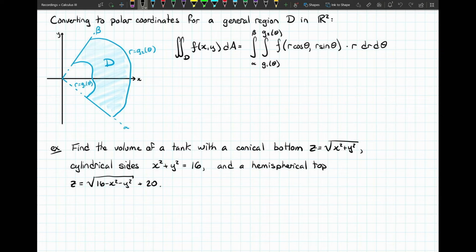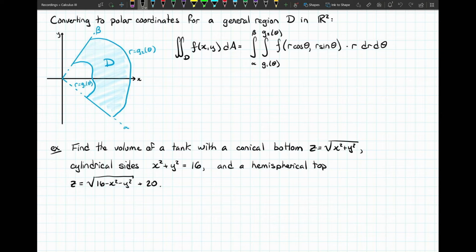Our cone at the bottom of this tank is going to be the function z equals the square root of x squared plus y squared. Our cylindrical sides, well, that cylinder is x squared plus y squared equals 16. You can see that z is free, so these are perfectly vertical sides, or they are parallel to the z-axis. And our hemispherical top is given by the function z equals the square root of 16 minus x squared minus y squared, all plus 20. Now, the first thing we should probably do here is realize what our top and bottom surfaces are that are going to form the boundaries of this solid region.